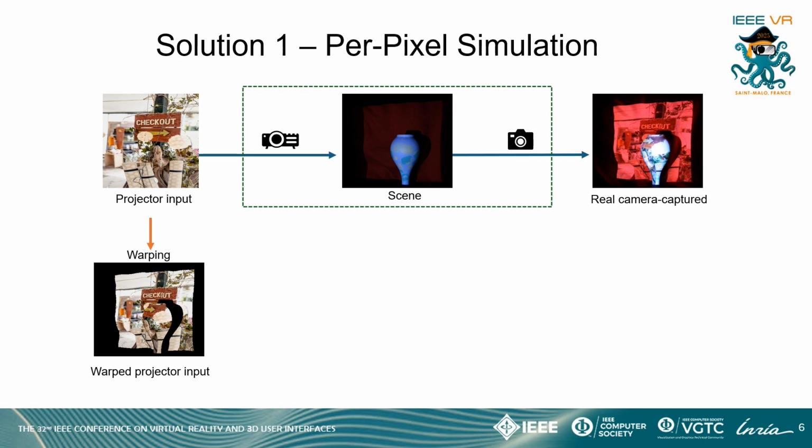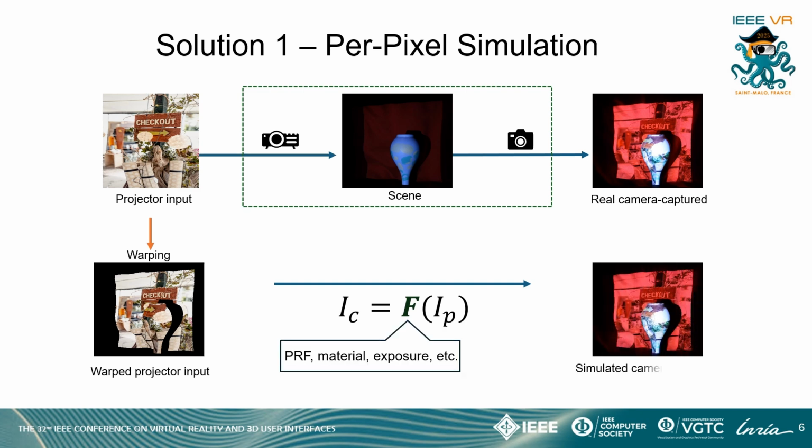Next, fit a nonlinear function, f, which embodies the luminance transformation between corresponding pixels, basically accounting for how brightness changes in a nonlinear way from the warped projector input patterns to the real camera-captured images. This function f may include projector response function, material properties, exposure, and so on. Finally, by applying this nonlinear function to the warped projector input image, we can simulate the scene as the camera would really capture it.